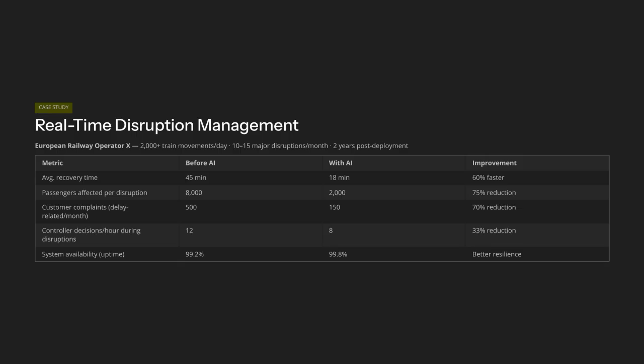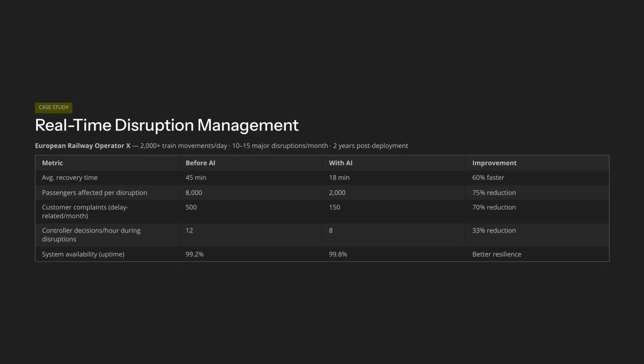The third lesson was about fallback. At one point, the AI system failed due to a software bug. Operations continued smoothly because controllers had maintained their manual decision-making capability and the fallback procedures had been designed, tested, and practiced in advance. That moment validated something important. Graceful degradation isn't just a design requirement on paper, it has to work in practice. And in this case, it did.